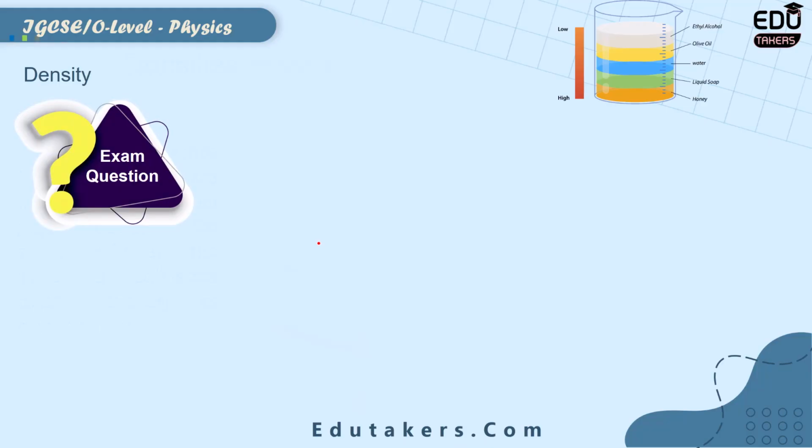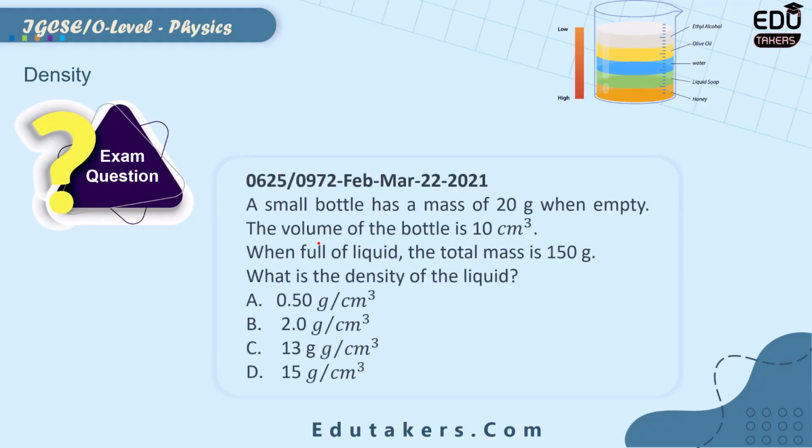Here is the exam question that appeared in February-March 2021. A small bottle has a mass of 20 gram when empty. So there is a bottle whose mass is 20 gram when it is empty. The volume of the bottle is 10 cubic centimeter.